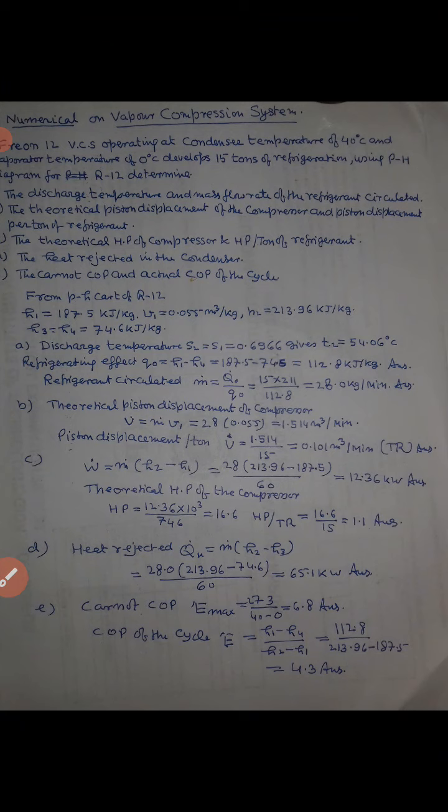In that way you are seeing that you have to find out 5 things. The discharge temperature and mass flow rate of the refrigerant circulated. Secondly, the theoretical piston displacement of the compressor and piston displacement per ton of refrigerant. Thirdly, the theoretical horsepower of the compressor and horsepower per ton of refrigerant. Then fourth one, the heat rejected in the condenser. And finally the fifth one, the Carnot COP and the actual COP of the cycle.